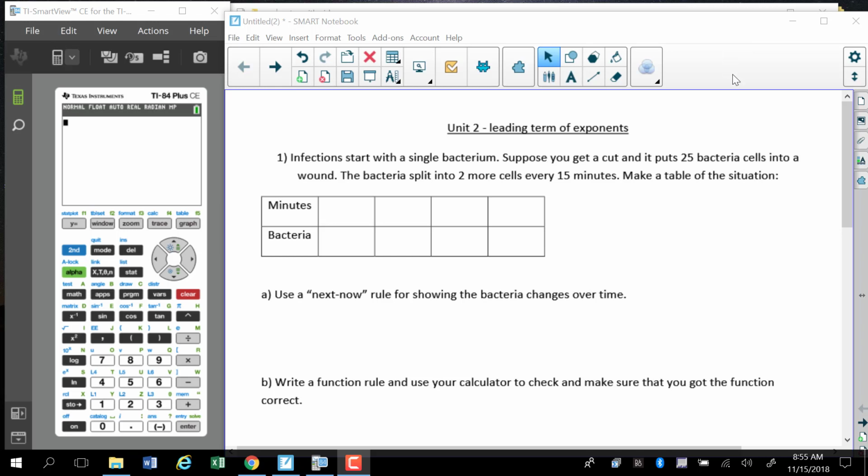Before I do this, though, do me a favor, make sure you pause the video and have some sort of calculator. So if you're watching this on your phone, make sure you have a calculator that goes along with it. So pause the video now, make sure you have a calculator.